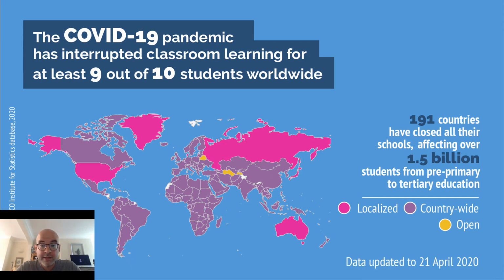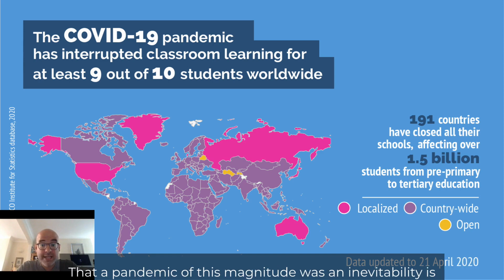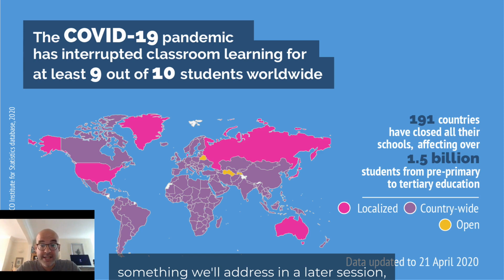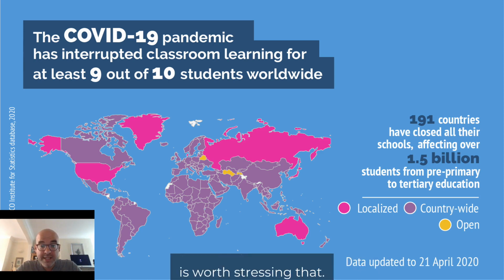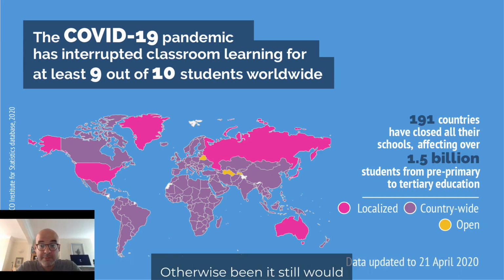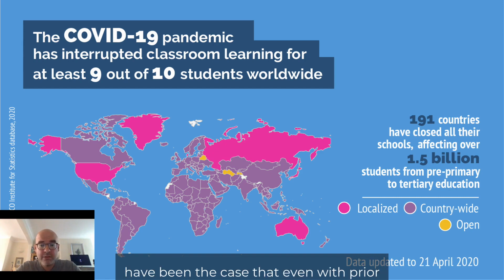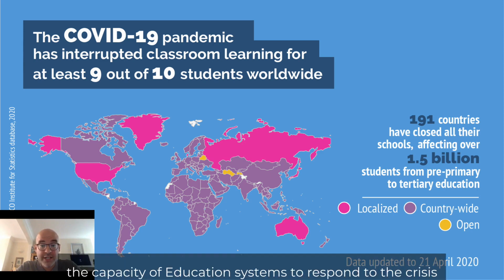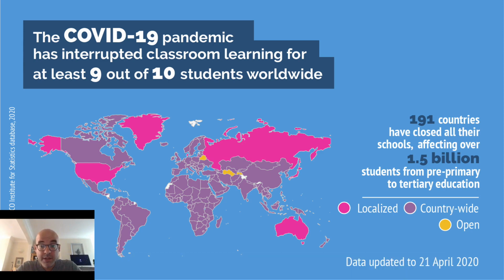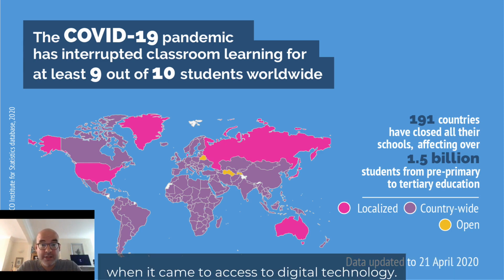hit. The fact this wasn't planned for, in spite of the scientific consensus that a pandemic of this magnitude was an inevitability, is something we'll address in a later session. However, it's worth stressing that while this unexpected character made adaptation even more difficult than it would have otherwise been, it still would have been the case that even with prior planning and prior preparation, the capacity of education systems to respond to the crisis would have reflected inequalities within and between countries when it came to access to digital technology.